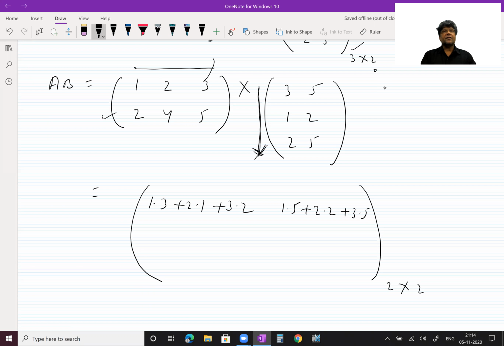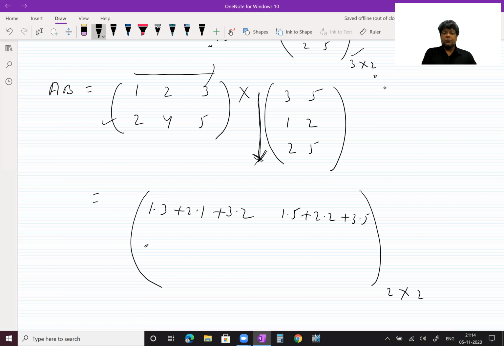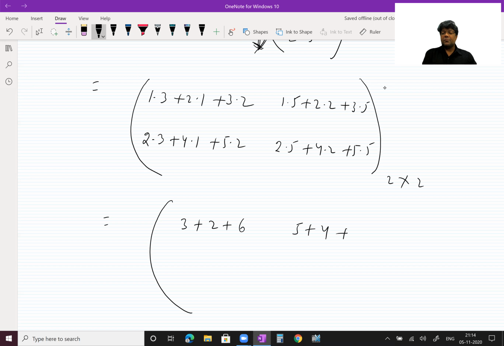Now we will take the second row and do the same thing. That means second row will be multiplied with the first column of the second. So 2 into 3 plus 4 into 1 plus 5 into 2. And now the second row will be multiplied with the second column. So 2 into 5 plus 4 into 2 plus 5 into 5. That is equal to 3 plus 2 plus 6. This is 5 plus 4 plus 15. This is 2 3 are 6, 4, 10. This is 2 5 are 10, 4 2 are 8, 5 5 are 25.